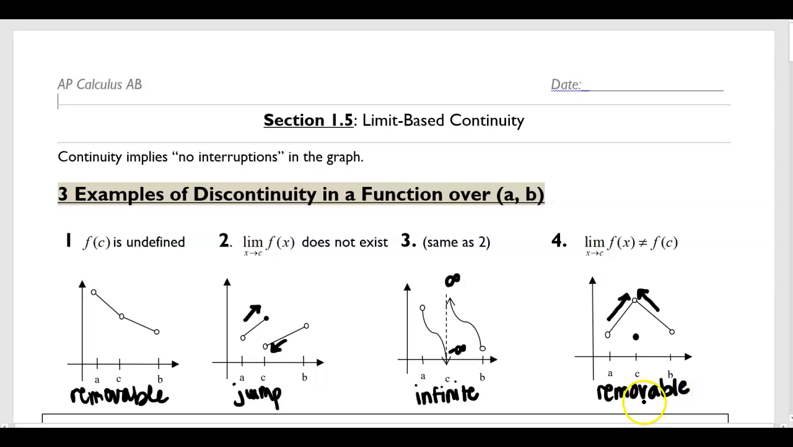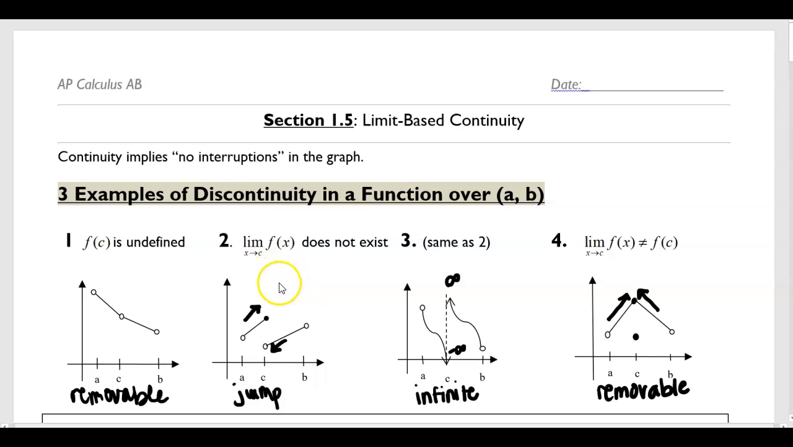So discontinuities are removable if the limit exists, but either the function is undefined or doesn't match the function definition. And we call it removable because if I were to move this point up here instead, then it went away. My graph would actually be continuous. I can see that here in the first example as well. If I were to fill in that circle, then my graph would be continuous.